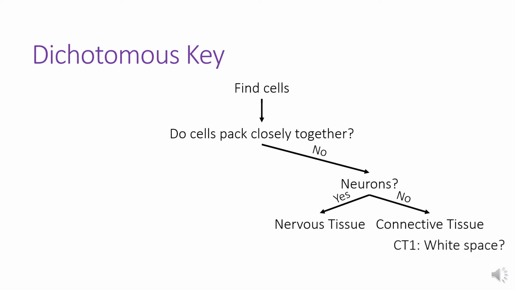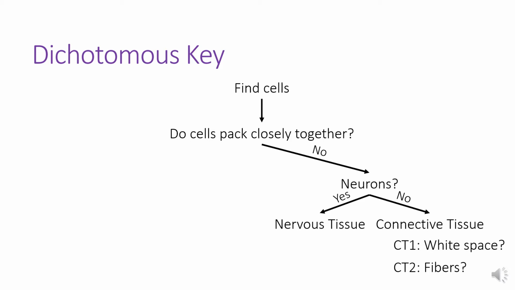How much white space do we see? Is it loose or dense or cartilage? Once we've done that, we then ask about the fibers. What shape are they, or are they even apparent on the image in the first place?